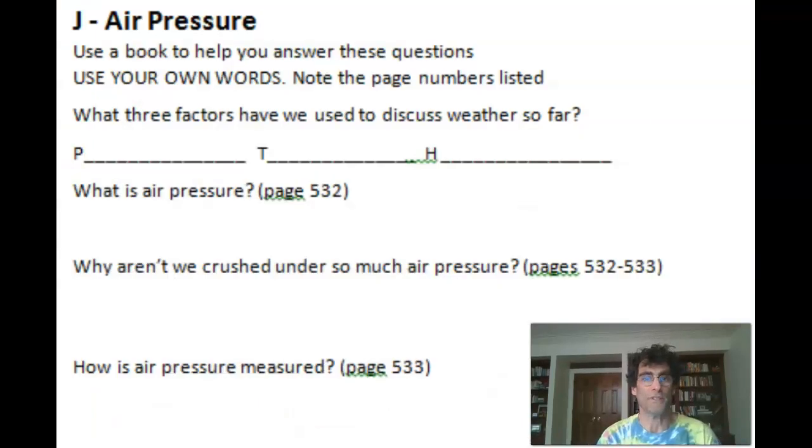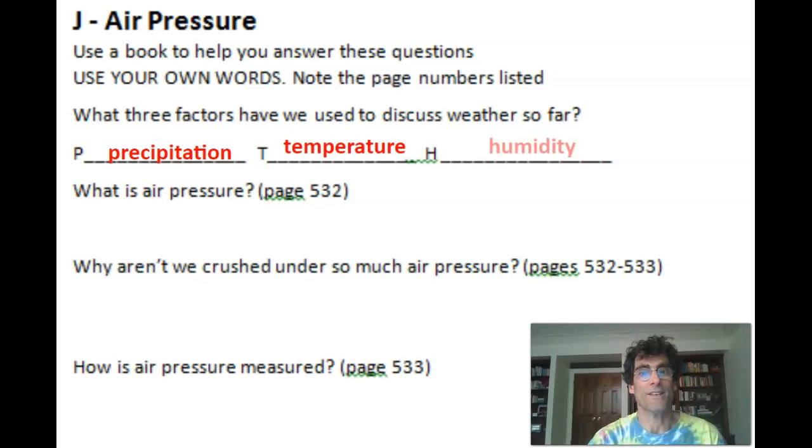So air pressure, this is all about air pressure. So how have we described weather so far? 3 words, beginning with P, T, and H. So the P stands for precipitation, right? Rain, things like that. The T, temperature. And the H, of course, is humidity. So that's how we've described all of weather so far. But there really is one thing we still need to explain, and that is air pressure.